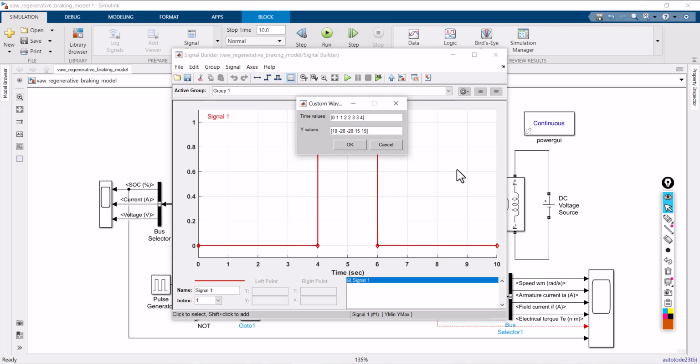Whenever the Y value is positive, that means the torque is positive. If the torque is positive, the vehicle is in acceleration mode. When the torque is negative, the vehicle is in braking mode. Okay, clear?